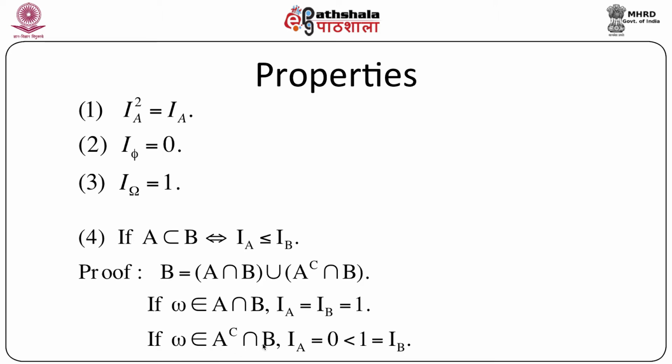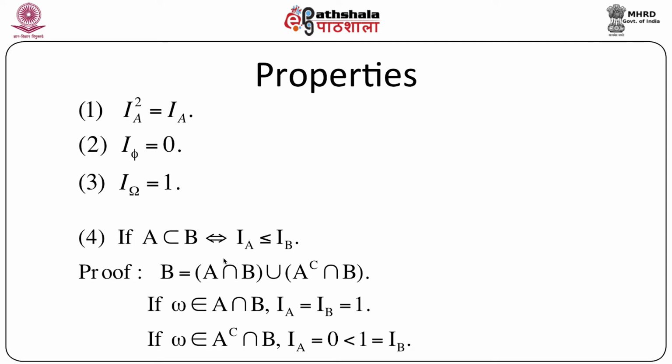At the end, since omega belongs to B, then IB equals 1. So IA equals 0, which is strictly less than 1 naturally, and which is in fact IB. So in this case, IA is strictly less than IB. So if omega belongs to A complement intersection B, that is one part of B, then IA would be less than IB. But if omega belongs to A intersection B, that is another part of B, then IA equals IB equals 1. So taking together, we can immediately write that IA is less than or equal to IB. And naturally the converse is also true.